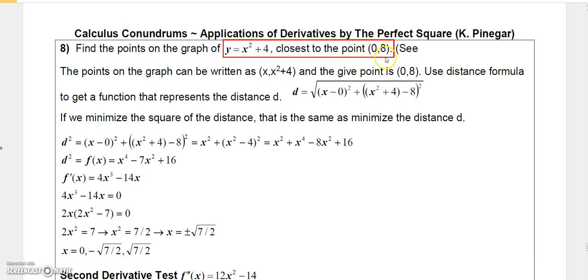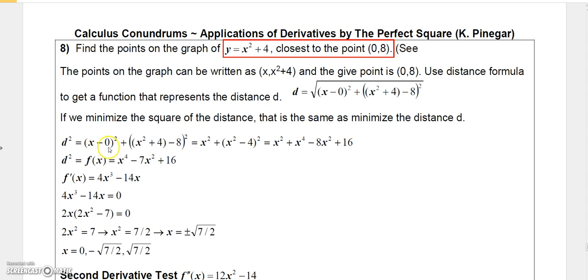So we'll take the distance formula and get the distance between this point and this point. So we'll just say x minus 0 quantity squared plus x squared plus 4 minus 8 quantity squared, and of course all that's under the square root for the distance formula. And actually, if you want to minimize a square root, it can be minimized by minimizing the square of the square root. So we can minimize d if we minimize d squared, and that way we can get rid of the square root. So let's square both sides, and I'll get d squared equals x minus 0 squared plus x squared plus 4 minus 8 quantity squared.